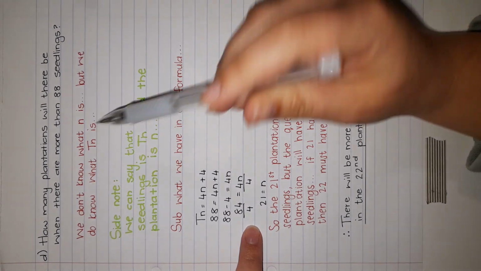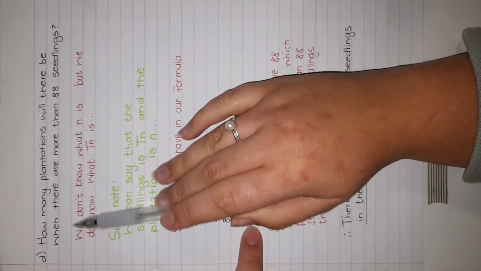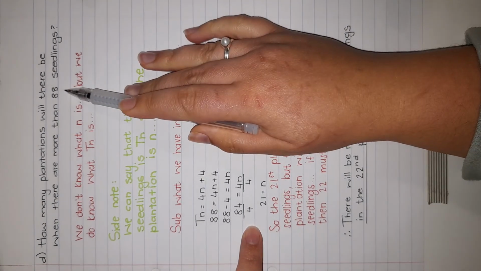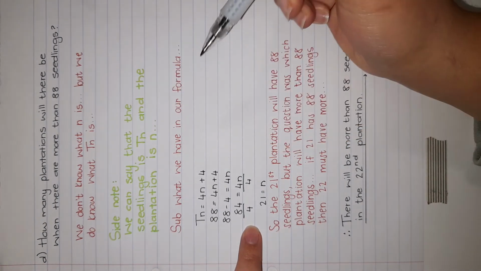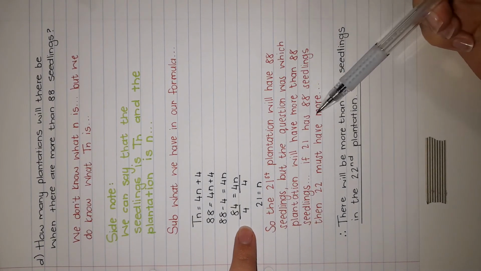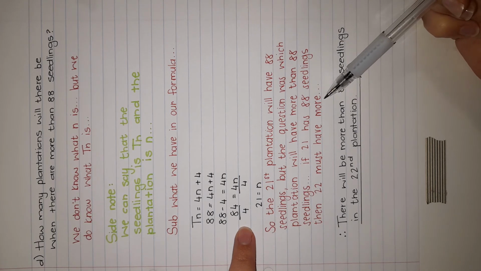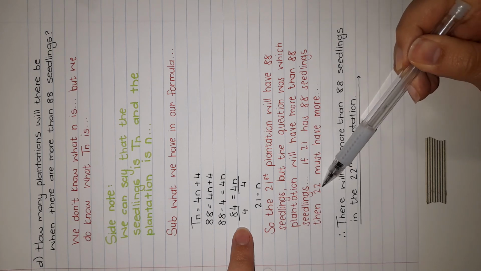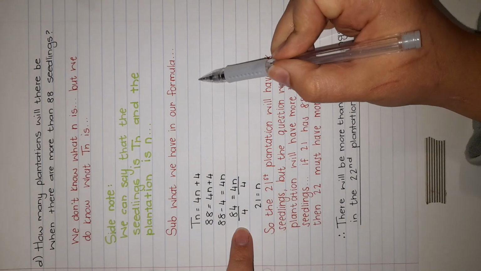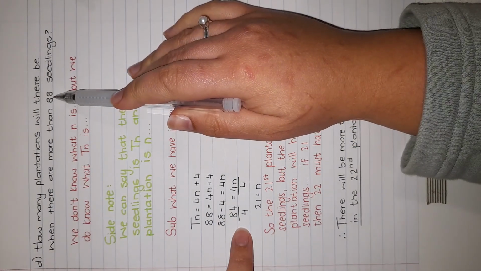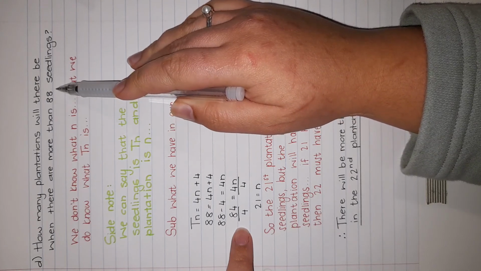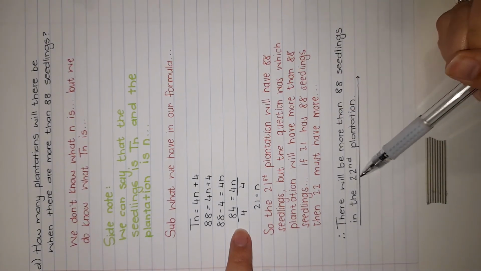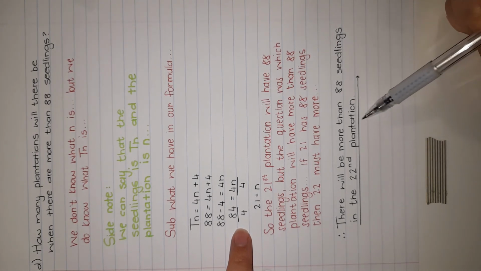Now, the question, very important: how many plantations will there be when there are more than 88 seedlings? So now we know plantation 21 would have 88 seedlings, but they're asking for more than 88. If 21 has 88 seedlings, then 22 must have more. So at position number 21, we have 88 seedlings, so position 22 must have more. It would be 88 plus 4 for position 22. Therefore, my answer would be there will be more than 88 seedlings in the 22nd plantation.